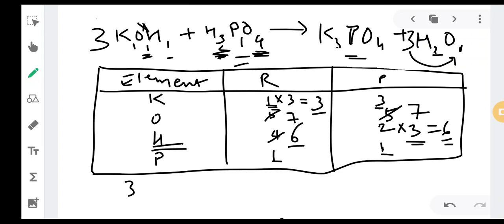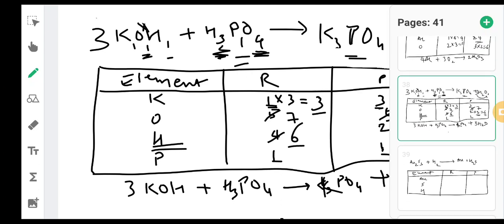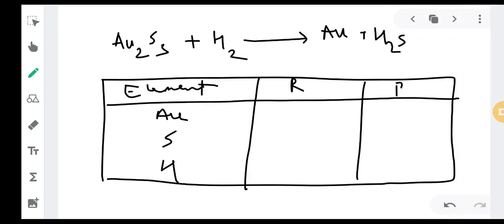So you need to write it in this format: 3KOH plus H3PO4 gives you K3PO4 plus 3H2O. So this equation has been balanced completely. This is K, by the way. So we will move on to the next equation, how to balance this equation. This is a very simple equation to balance.